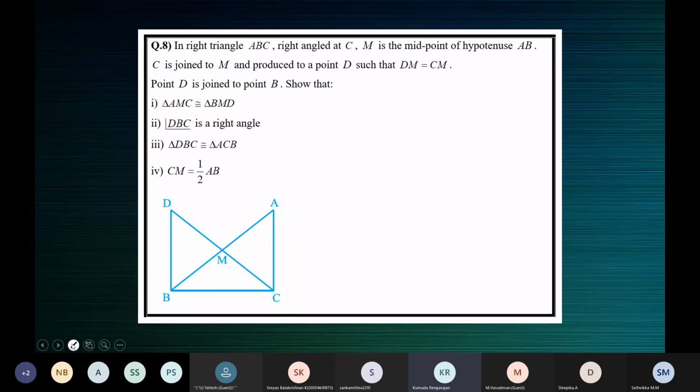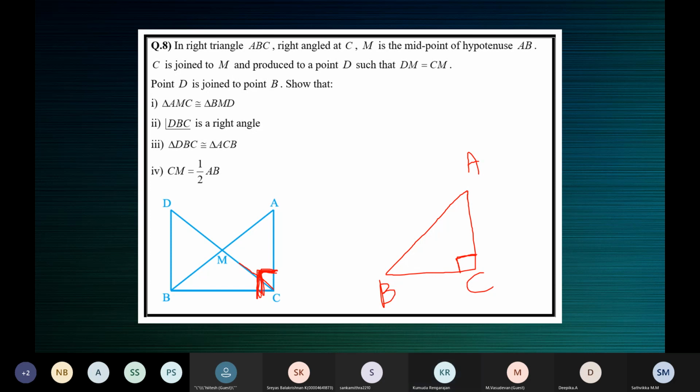So see, angle C means right triangle ABC, right angle at C. This full thing is 90 degrees. Just because there's a line going through like this, it doesn't mean that this is 90 or this is 90. This entire thing is 90. Angle ACB is 90 degrees.